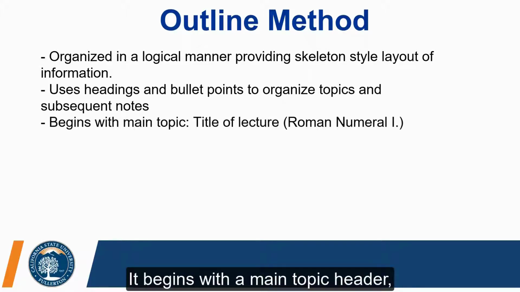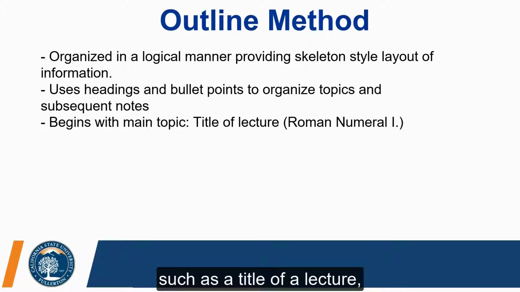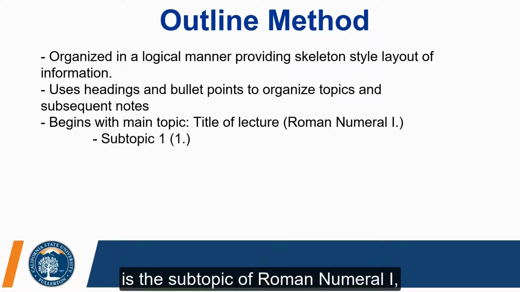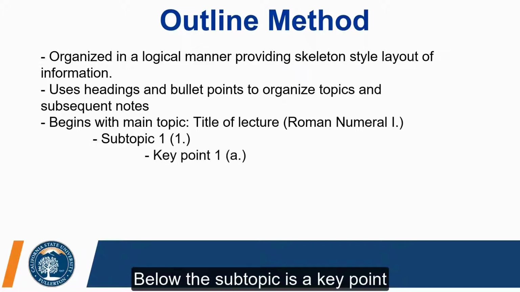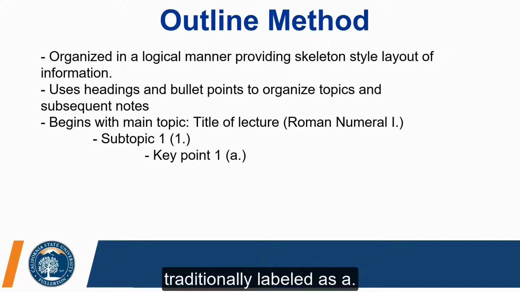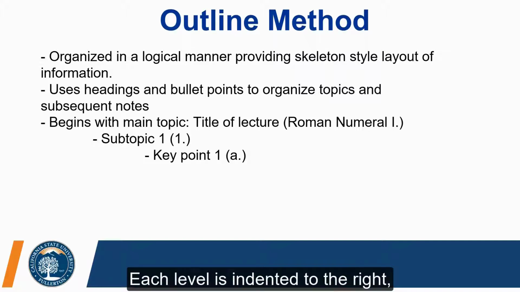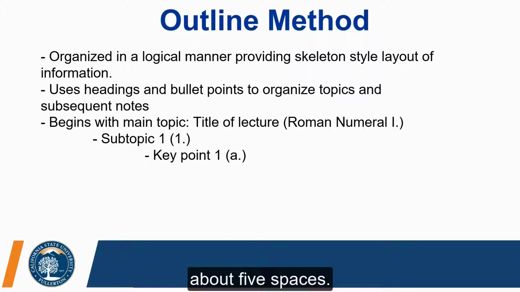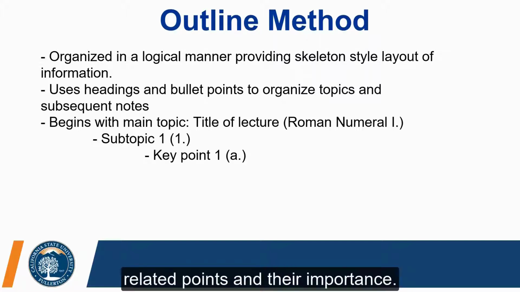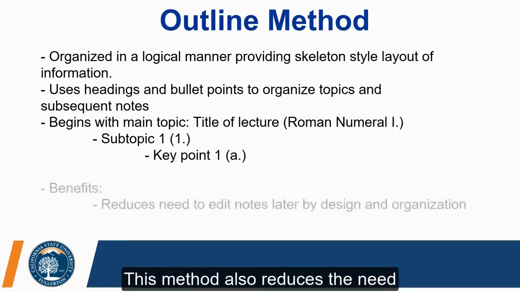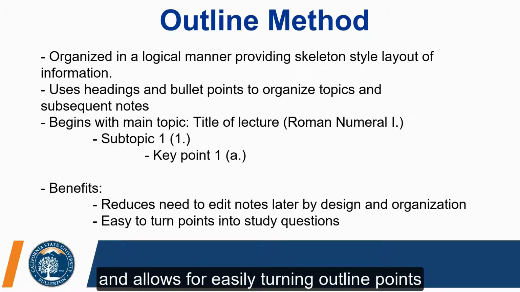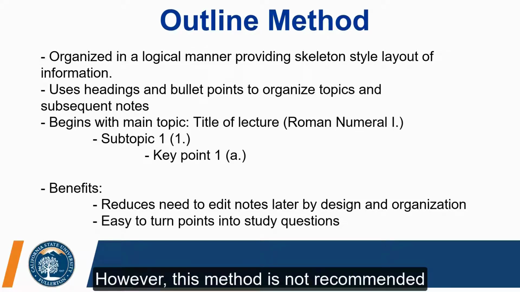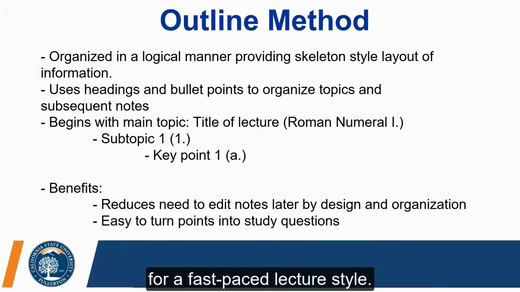It begins with a main topic header, such as the title of a lecture, identified as Roman numeral 1. The next level below is the subtopic of Roman numeral 1, and the subtopic is traditionally labeled as number 1. Below the subtopic is a key point traditionally labeled as A. Each level is indented to the right about 5 spaces. This method allows you to easily see related points and their importance. This method also reduces the need to edit your notes later by design and allows for easily turning outline points into study questions. However, this method is not recommended for a fast-paced lecture style.